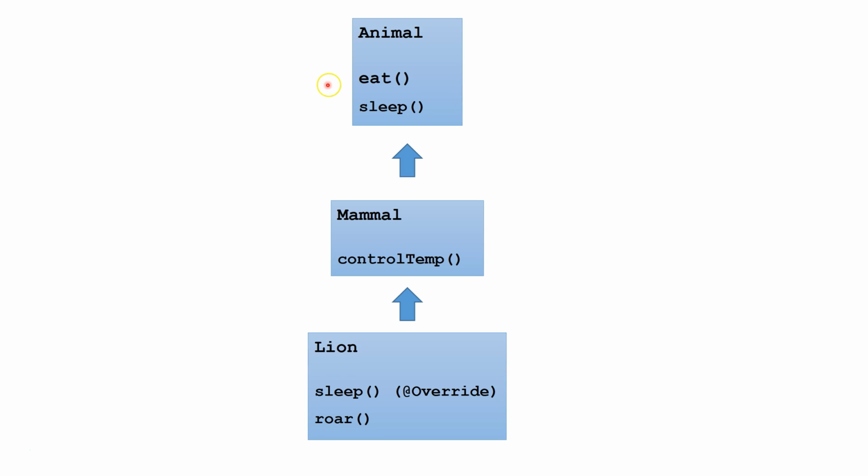The animal class has an eat and a sleep method. The mammal class introduces a control temp method. The lion class inherits the eat method from animal. It also overrides the sleep method, and it adds a new roar method.